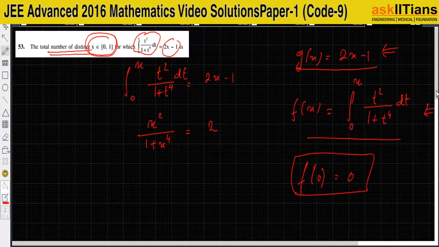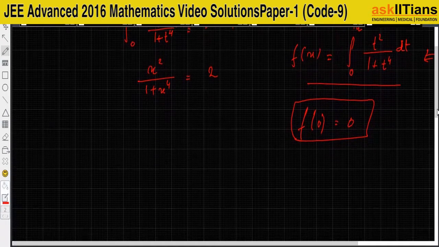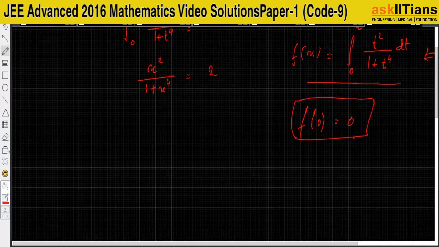Okay, g(x) we can easily plot. How to plot f(x)? f(0) is 0. Alright, now let's find out the value of this function at x equal to 1. See, f dash x, what is f dash x? This is f dash x.